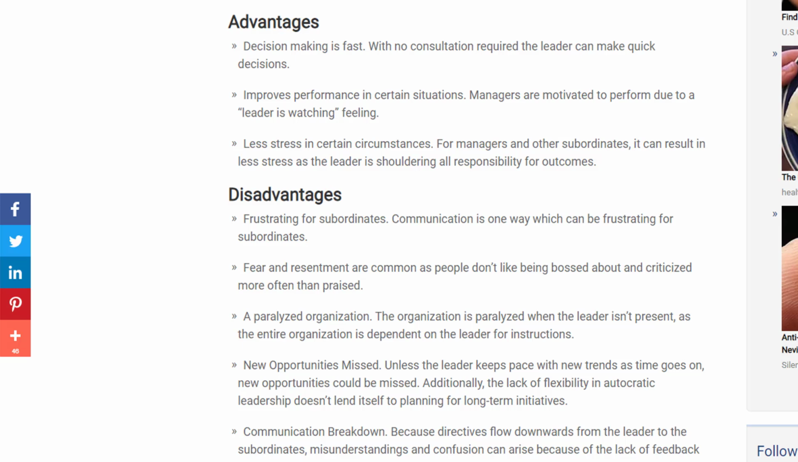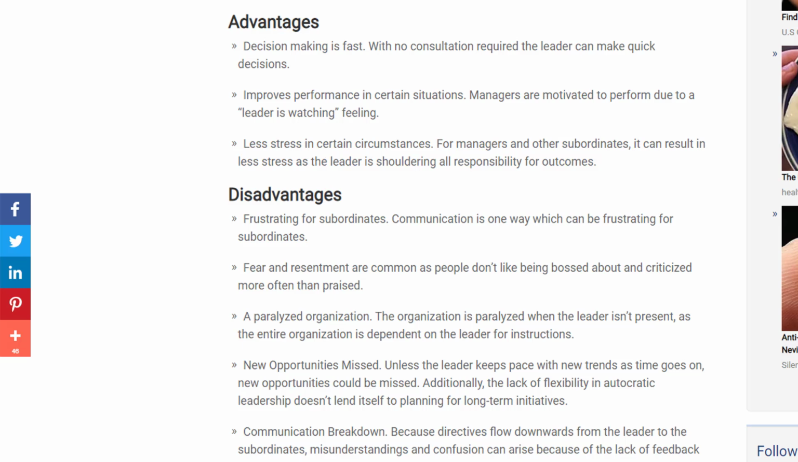So you as a subordinate don't really have much stress as it relates to responsibility and decision making process. But of course, there are more disadvantages than advantages to this leadership style. For example, you can frustrate your subordinates.